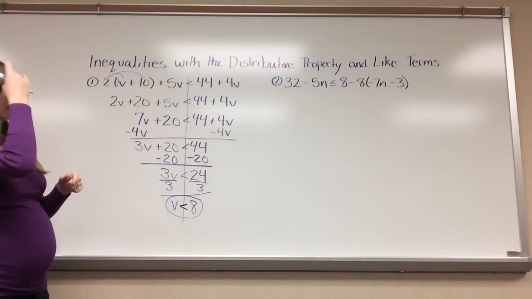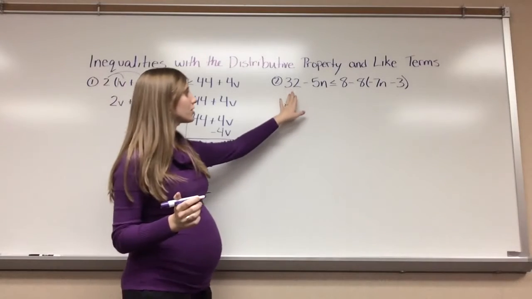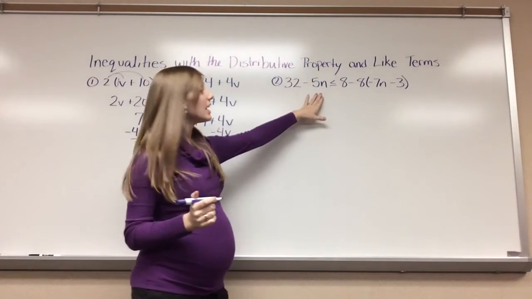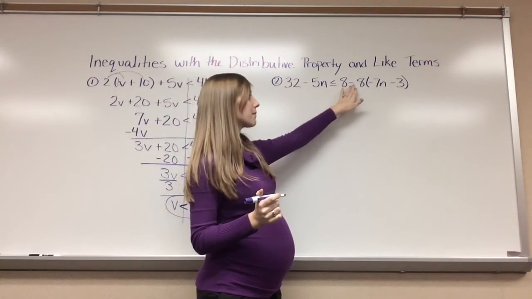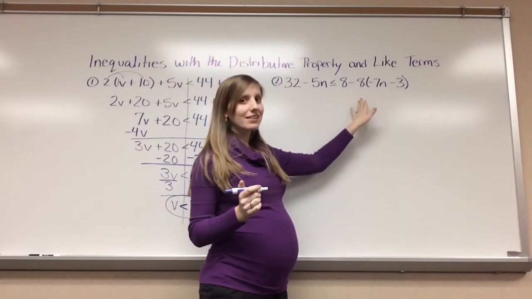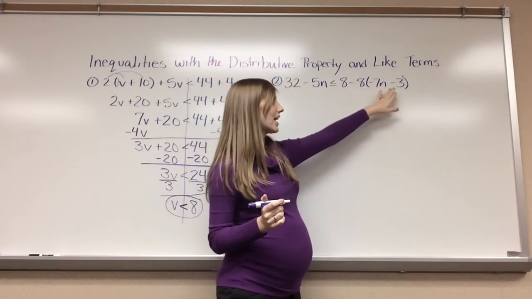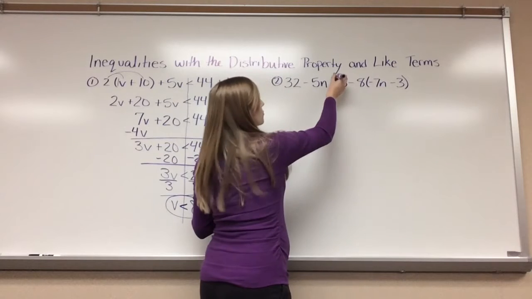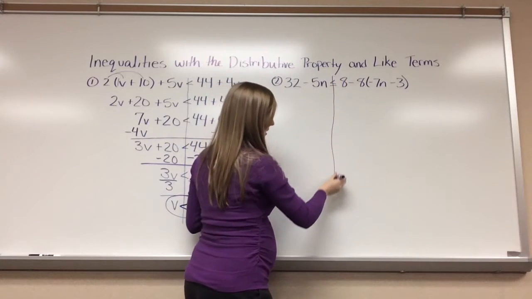Problem number 2. All right, our inequality is 32 minus 5n is less than or equal to 8 minus 8, and then in parentheses we have negative 7n minus 3. We're going to draw our line through the inequality sign.